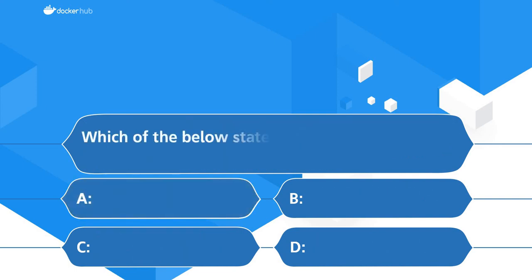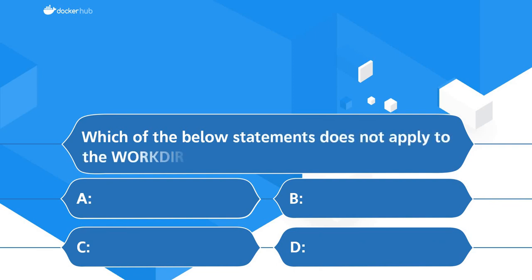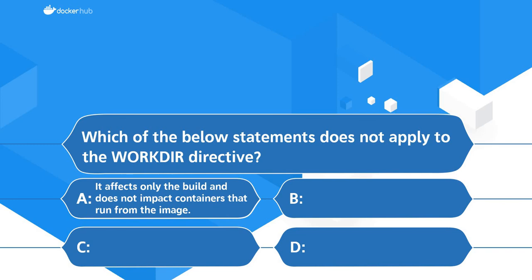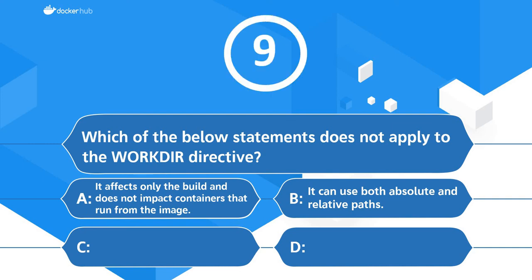Which of the below statements does not apply to the WORKDIR directive? A. It affects only the build and does not impact containers that run from the image. B. It can use both absolute and relative paths. Your time starts now.